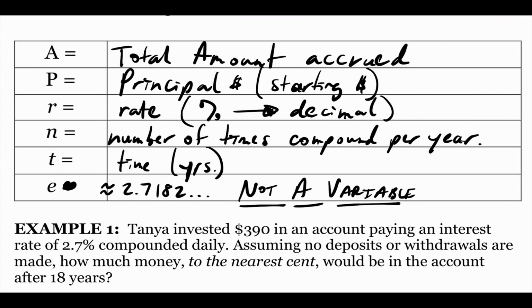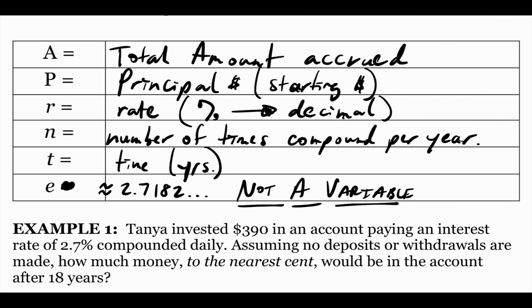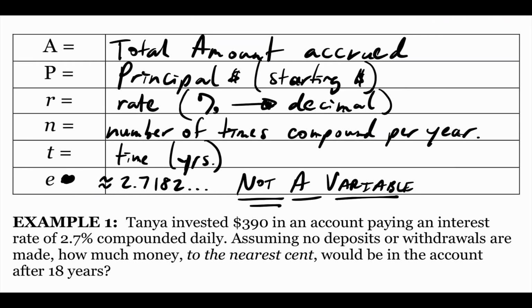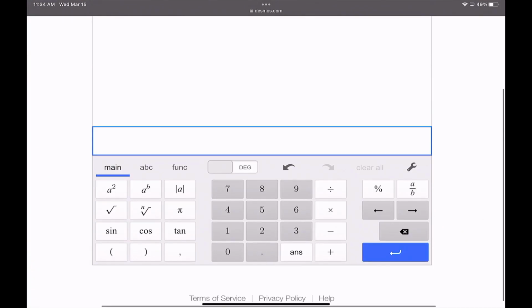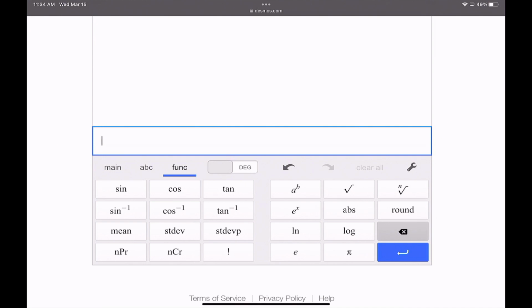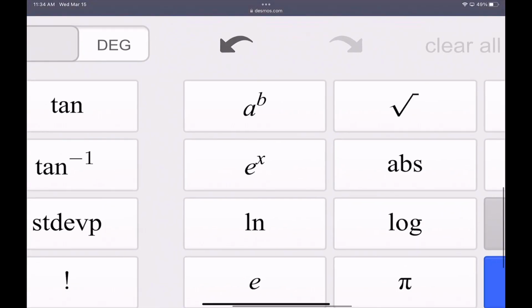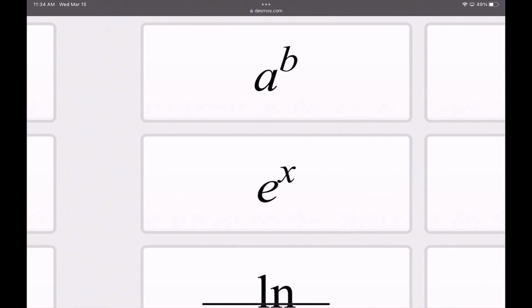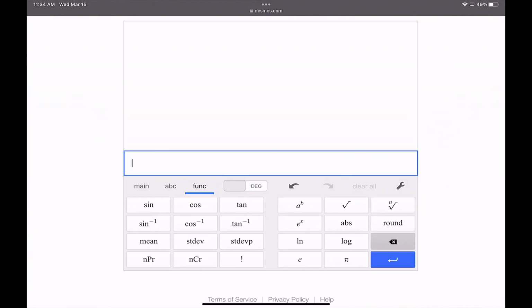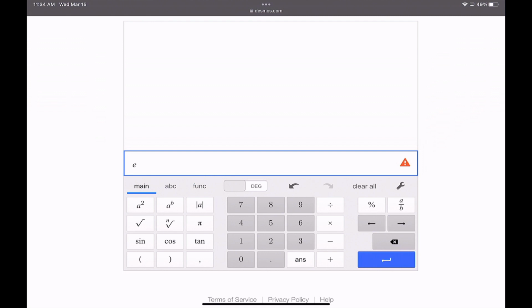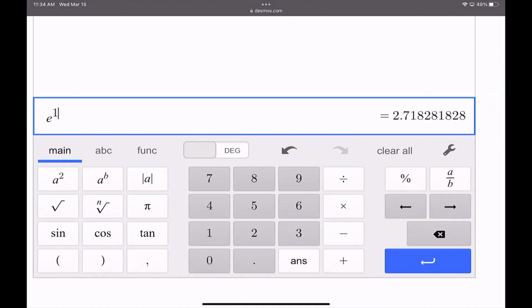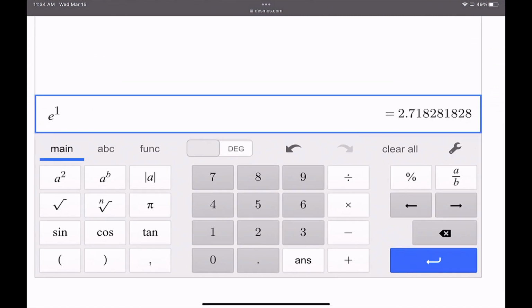E is a number. It's kind of like pi, right? Pi is 3.14, blah, blah, blah. It's exactly like that. E is not a variable. So from here on out, anytime you see E, it's that value. Your calculator knows E. If you go to the function key up at the top, it's right there. If you plug in E to the first power, which is just E, it gives you that number there.